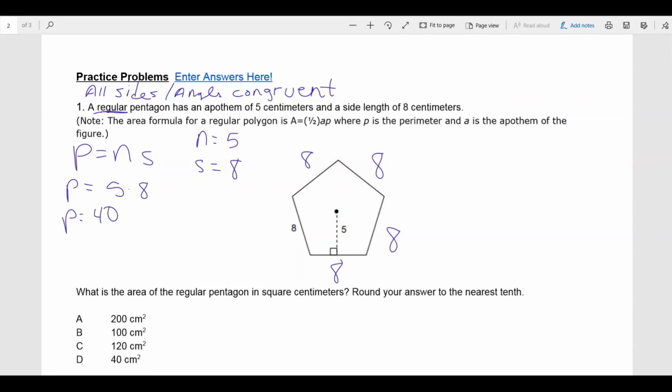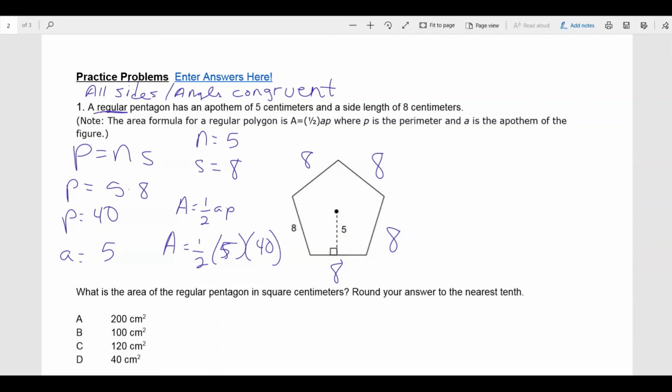And then you have your apothem is 5. And your formula, of course, is 1/2 apothem times perimeter. So you can plug that into the formula. 1/2 times 5 times 40. And run that through a calculator. Okay? You'll do the same thing for all the rest of the problems.